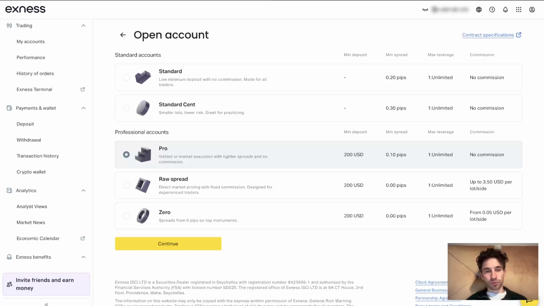Then we have the pro account right here, and the pro account is going to be really interesting because, once again, this is something that's going to come with no commissions, which is really interesting for a professional account, and it's going to come with a really low spread. So this is going to give you tighter spreads than the standard, and with this comes faster and more sensitive execution. This is why it's in the pro category, because you definitely need to understand risk. You need to be quite active in trading for this to make sense.